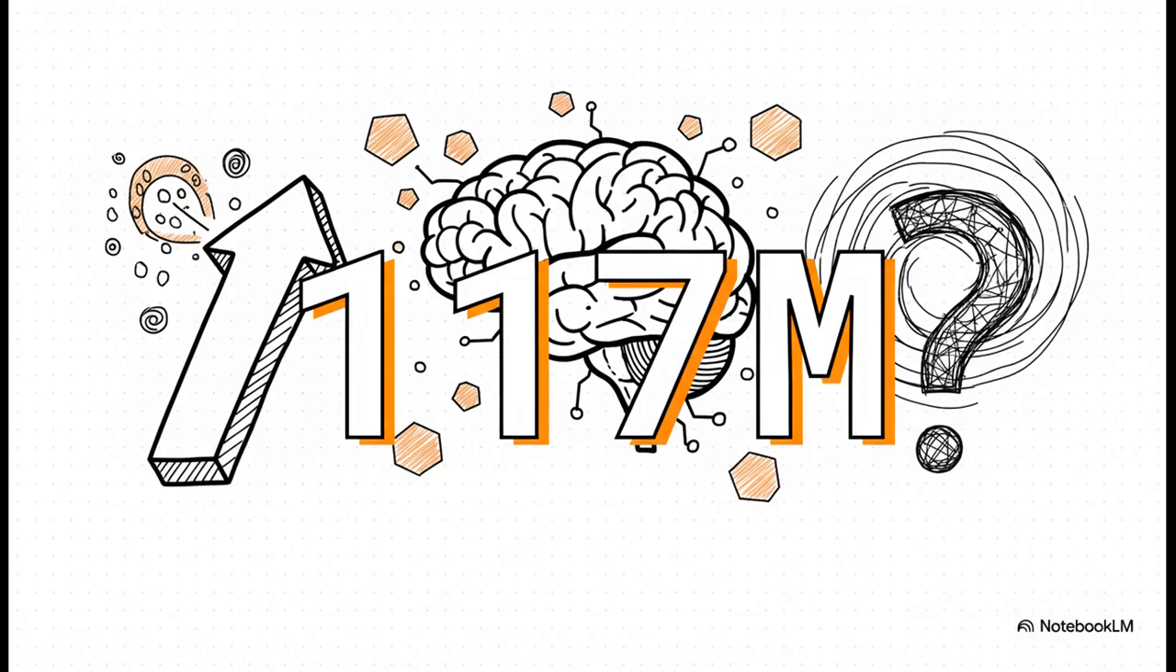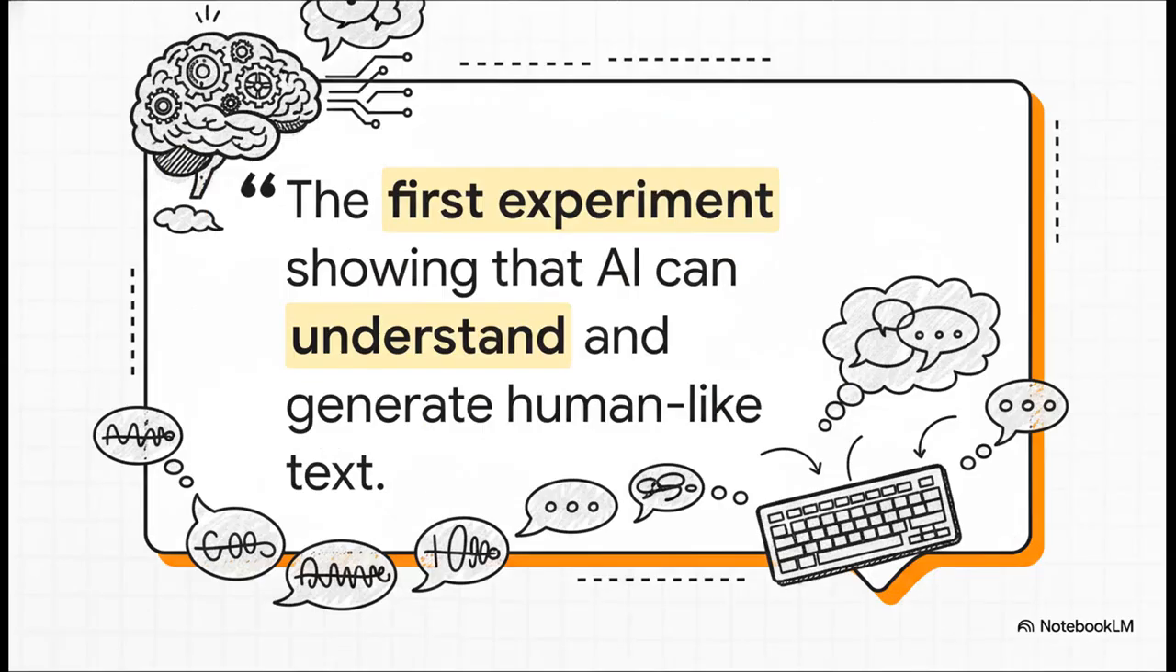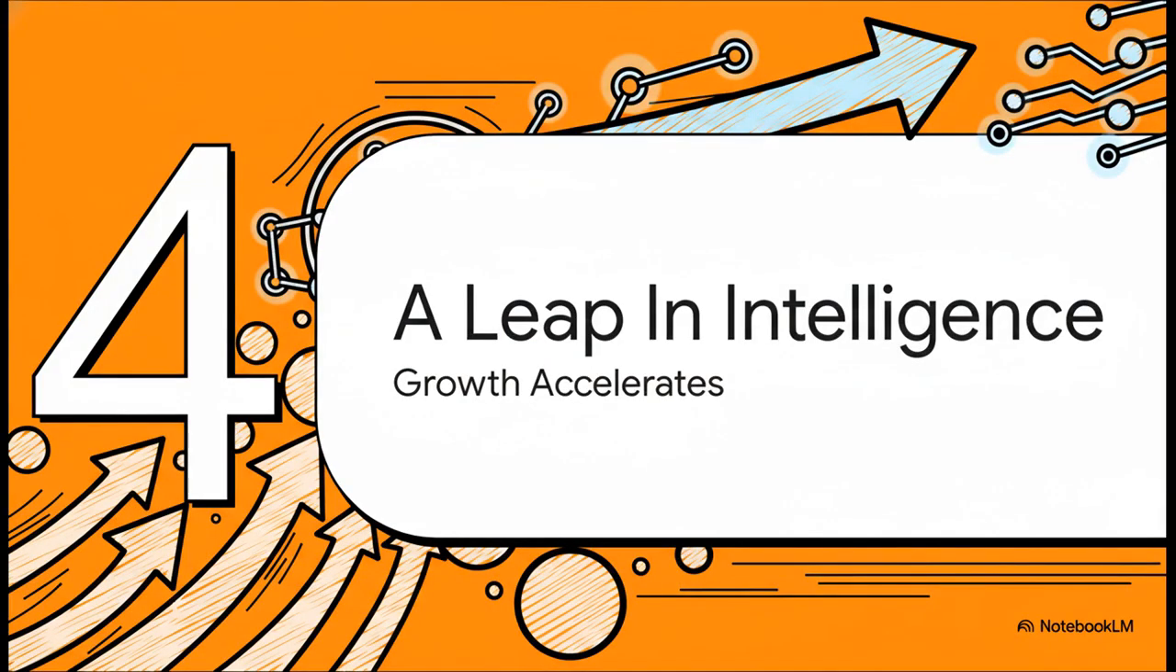And 117 million sounds like a ton, right? But believe me, this was just the warm-up act. Really, GPT-1 was the proof of concept. It was that first big experiment that showed, hey, it's actually possible for an AI to understand and generate basic sentences that sound like a person wrote them. It was a huge first step. But after that first step, things started to accelerate, and fast. Let's talk about the next massive leap in intelligence.